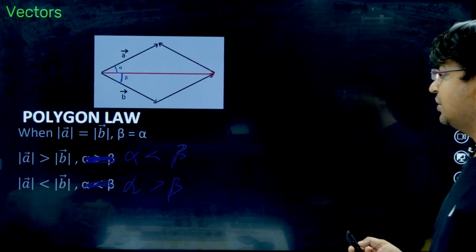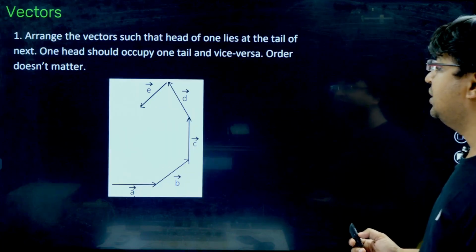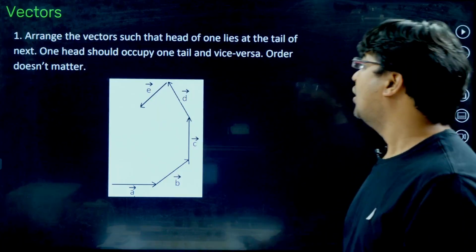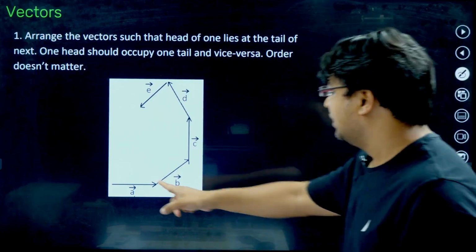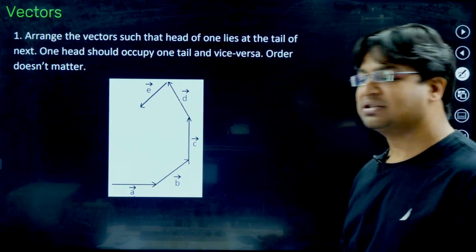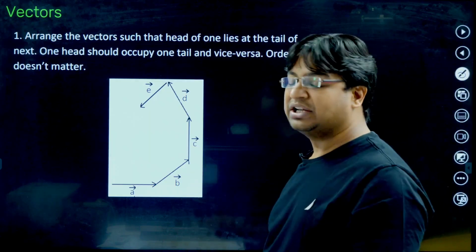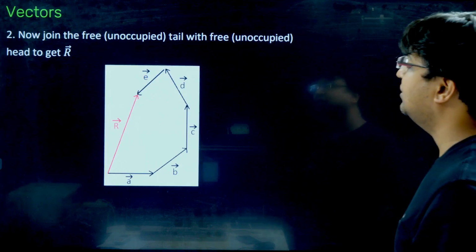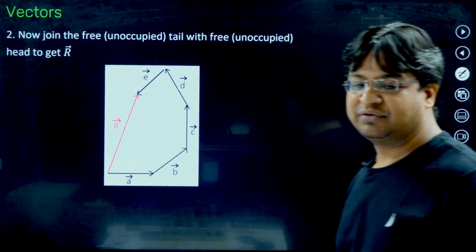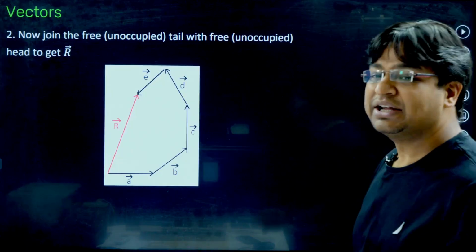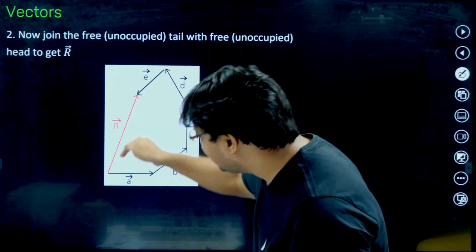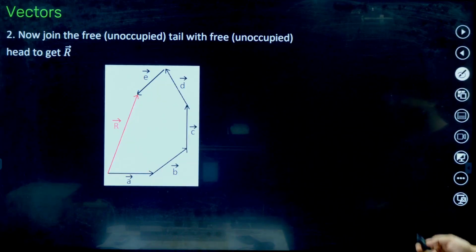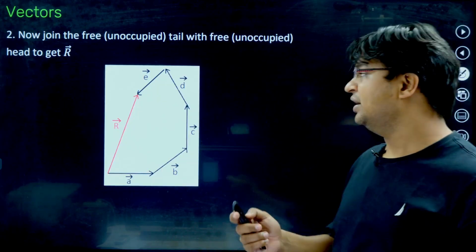This law says that you need to arrange the vectors in a manner such that the head of one lies at the tail of the next. Order doesn't matter. You see this, we have arranged the vectors in a manner such that the head of one lies at the tail of the next. And then you join the free tail with the free head, that will give you the resultant vector. In case the last head automatically ends at the tail of the first one, it would mean that the resultant is 0. So that's how we find out the resultant. And again, order will not matter.